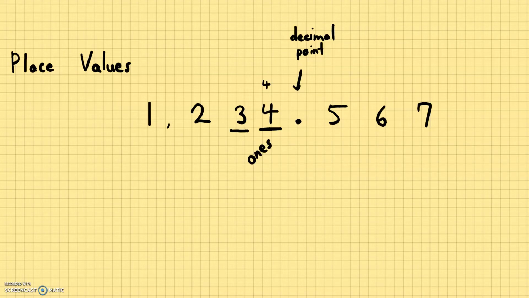Now the 3 here doesn't actually mean 3, this actually means 30, right? Because we read this as thirty-four, not as three four. So the 3 here actually means there are 3 tens. So this is the tens place. The 2 here actually means there are 2 hundreds. This is 200. So that's the hundreds place. And the 1 here actually means 1000. So that's the thousands place.